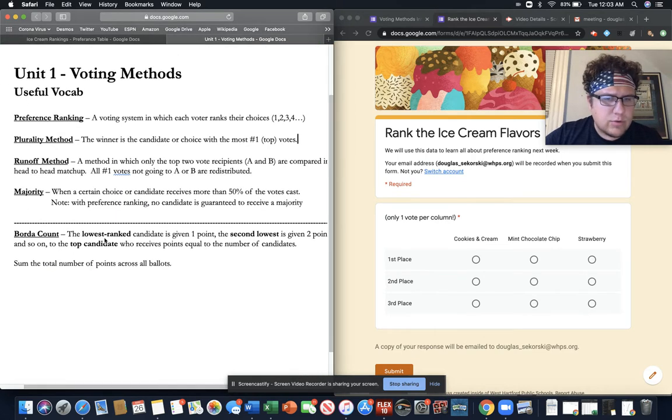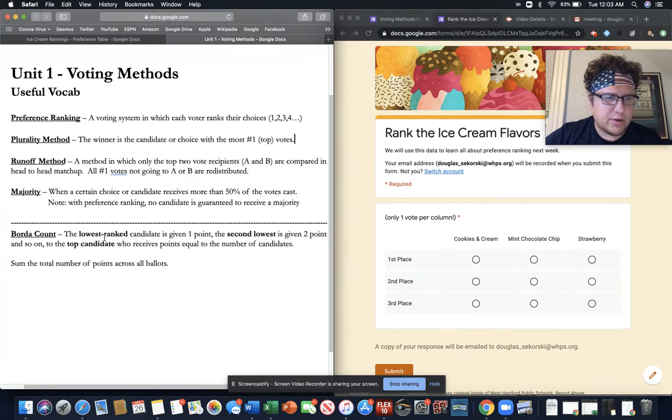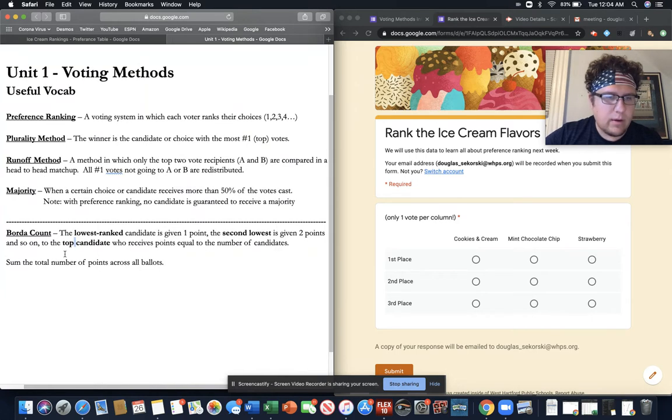So I will draw your attention to this bottom definition right here. The Borda count says that the lowest ranked candidate is given 1 point, the second lowest candidate is given 2 points, and so on. So the top candidate is going to receive points that are equal to the number of candidates.